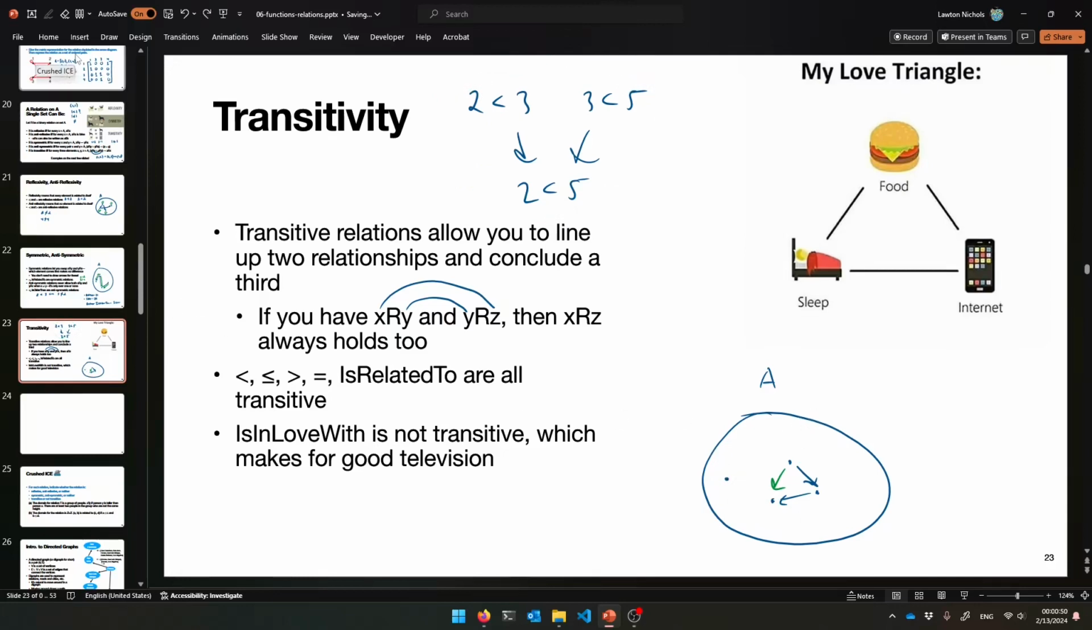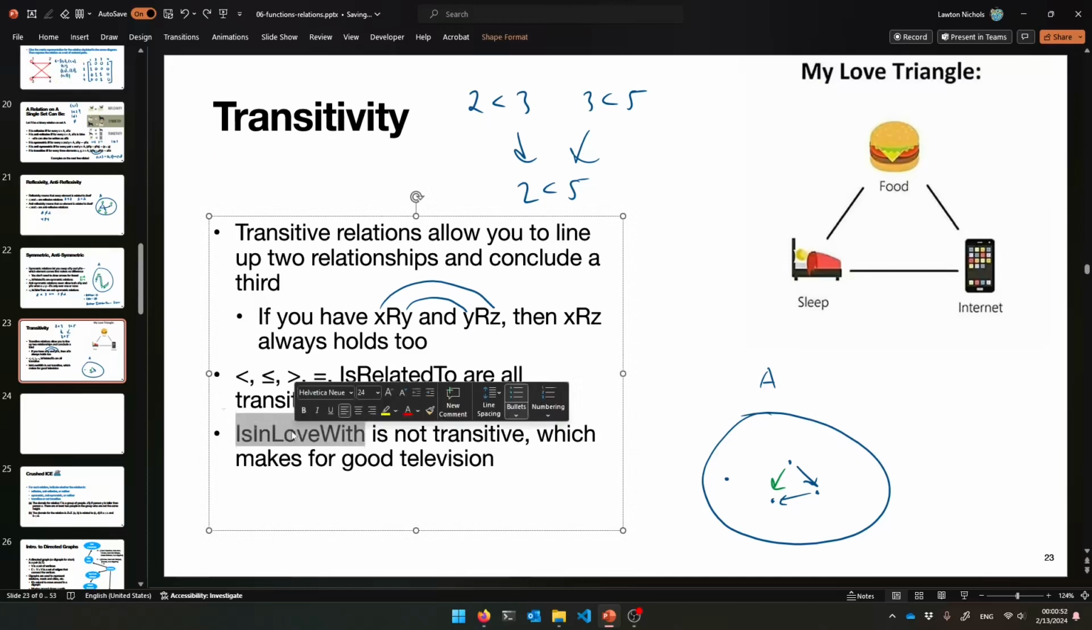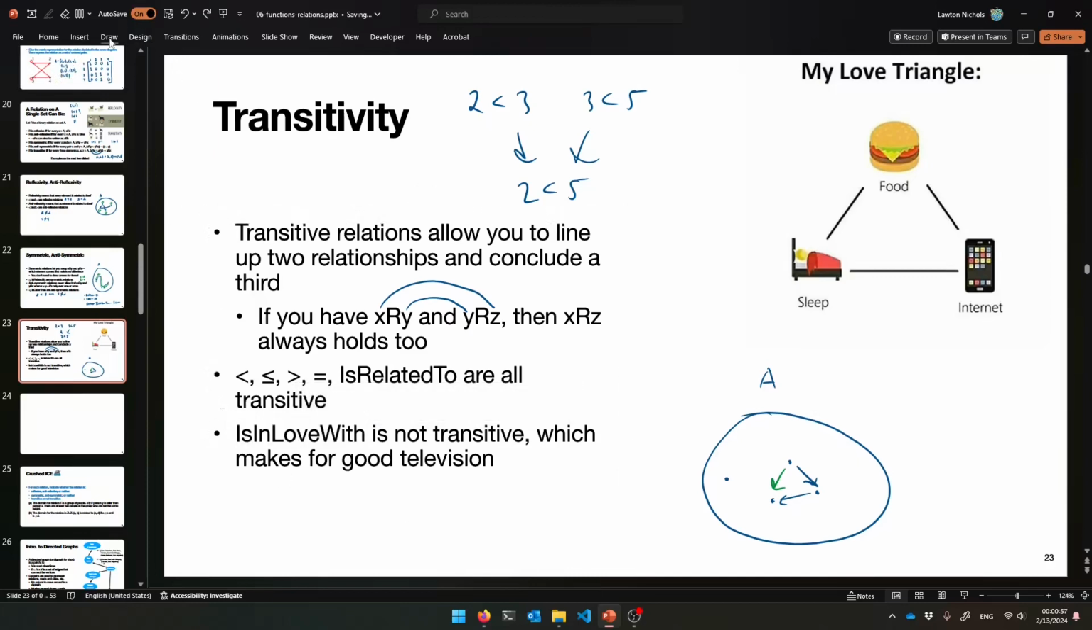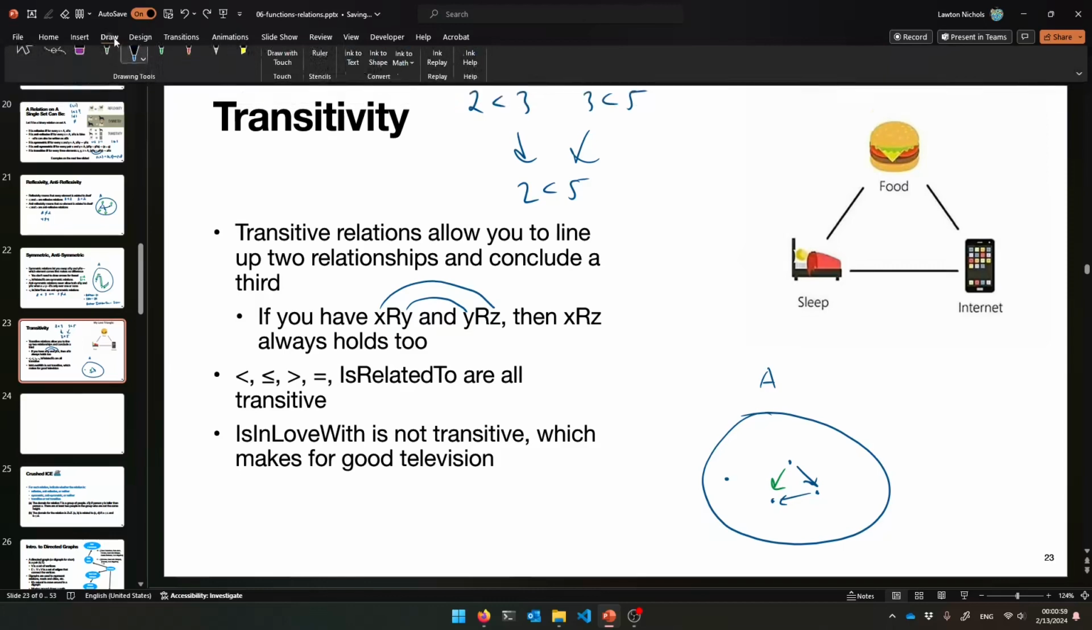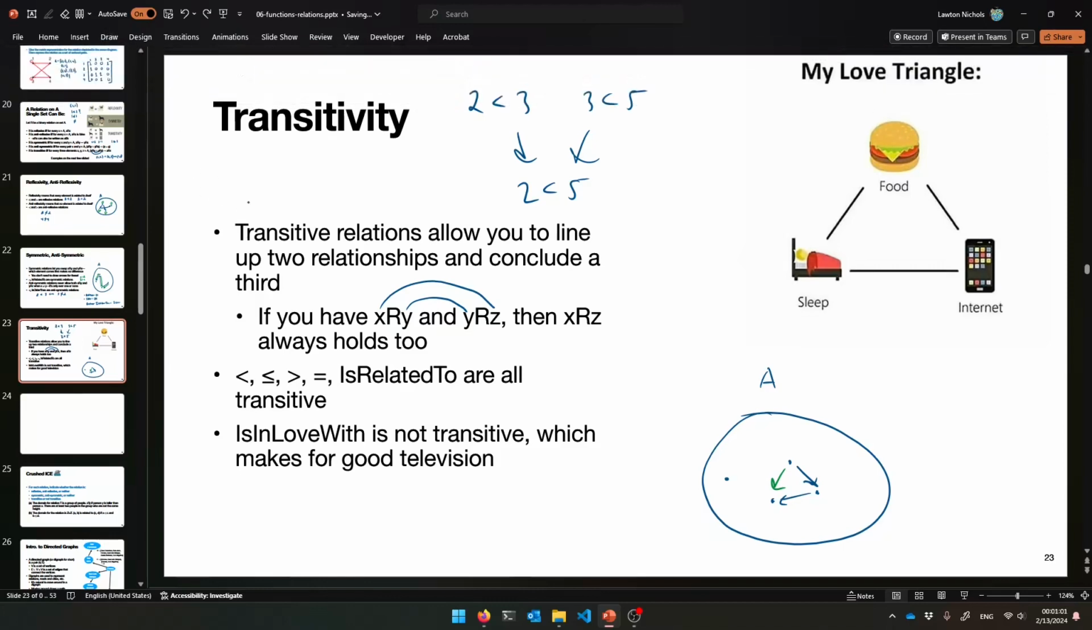And so, I don't know, is in love with, if you think about that. That's not a transitive relation sometimes, and that makes for good drama. So, all right. So that is what it means to be transitive.